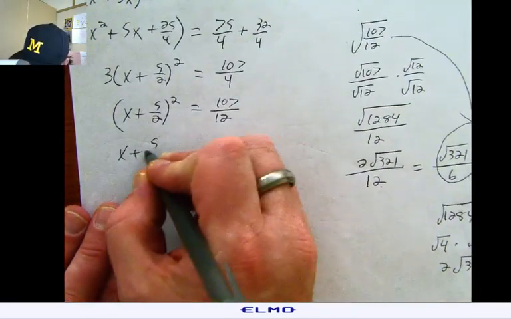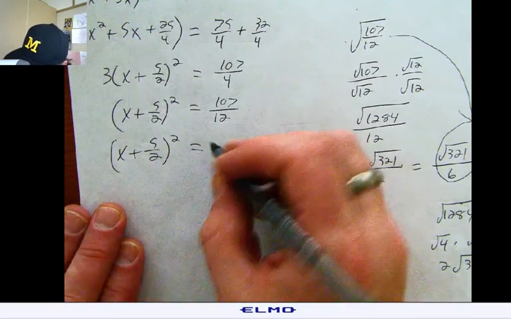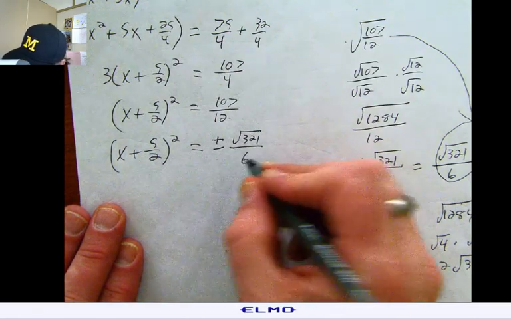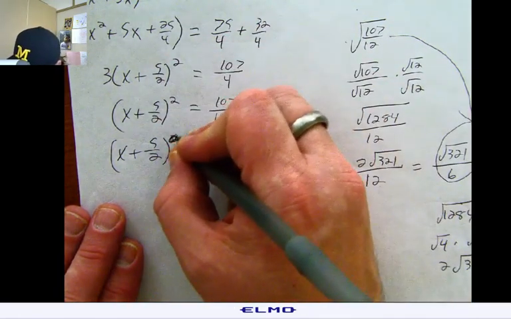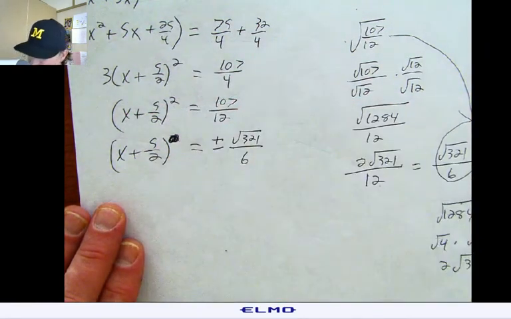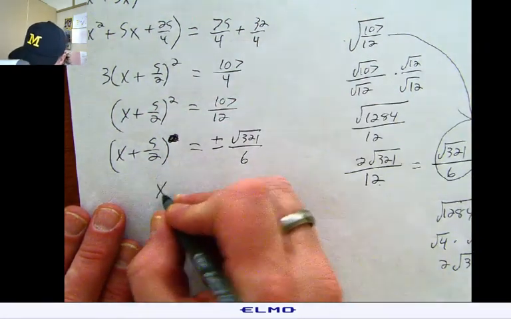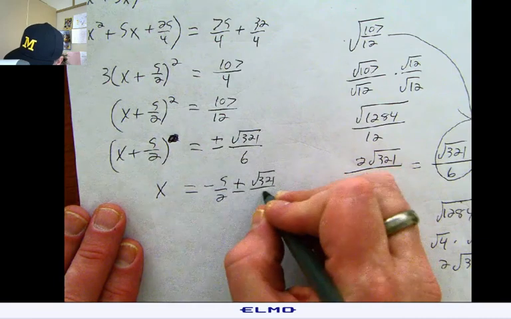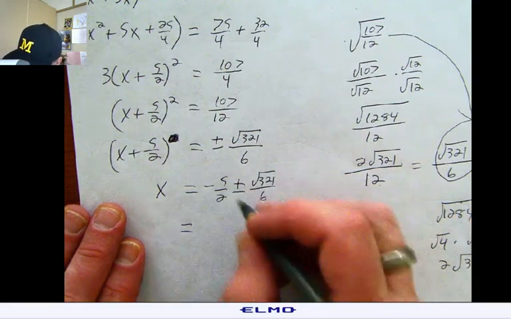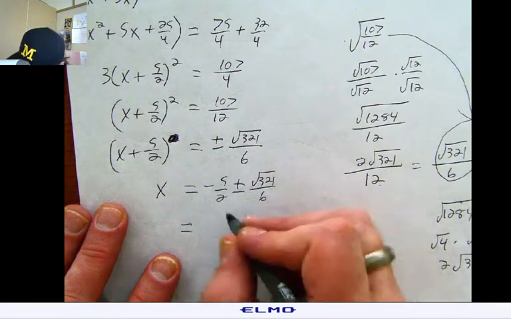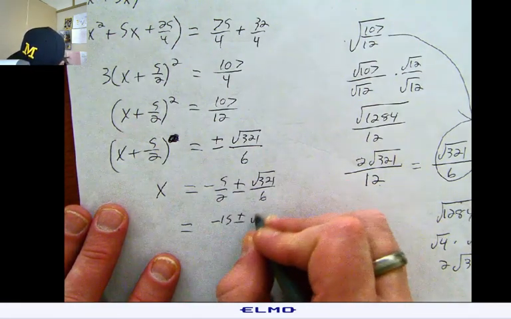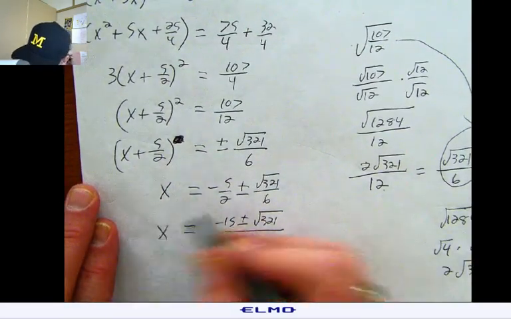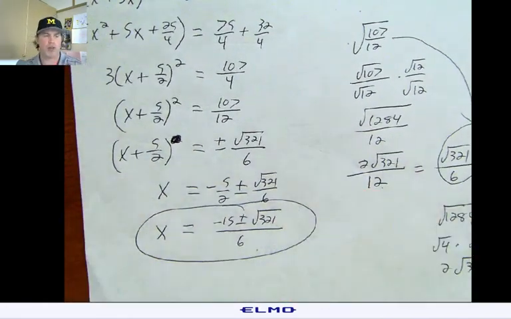So x plus 5 over 2 quantity squared equals positive negative square root 321 over 6. Oh wait, that was me square rooting both sides. I just dealt with that. So last step is I'd subtract this 5 over 2 from both sides, and I end up with negative 5 over 2 plus or minus root 321 over 6. If you went common denominator, 6 over 6, this would become negative 15 over 6. So negative 15 plus or minus square root 321 all over 6. And yikes, that was my final answer to an extremely challenging problem.